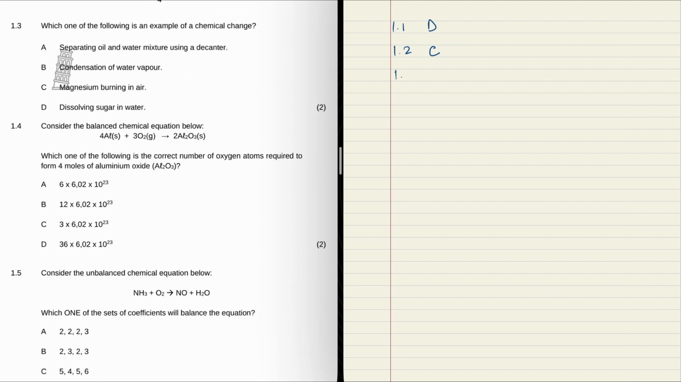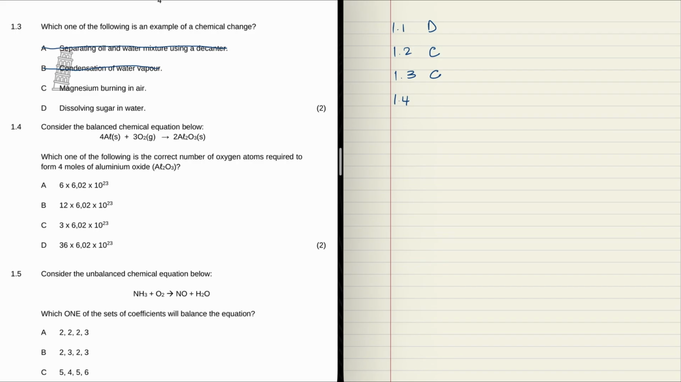Question 1.3. Which one of the following is an example of a chemical change? Separating oil and water using a decanter. You're still going to have oil, you're still going to have water. You haven't created any new substance. So A is out. Condensation of water vapor. If you condense water vapor, you're still going to have water. So B is out. Magnesium burning in air. So burning is a reaction with oxygen. And so then the answer is going to be C.